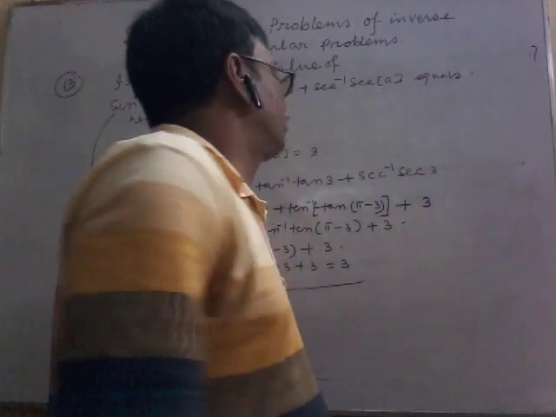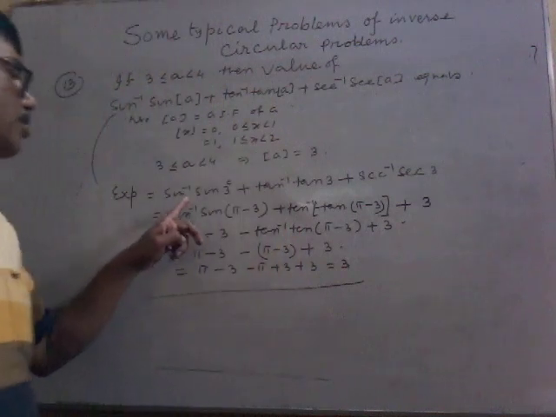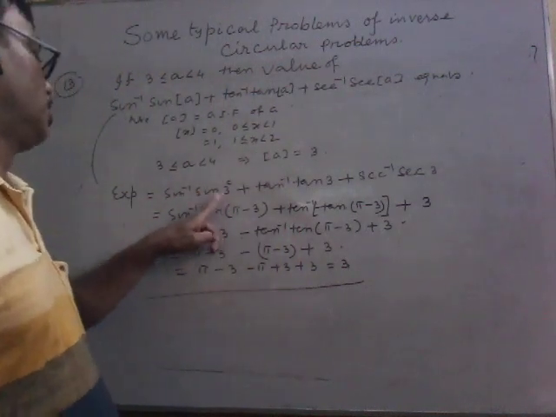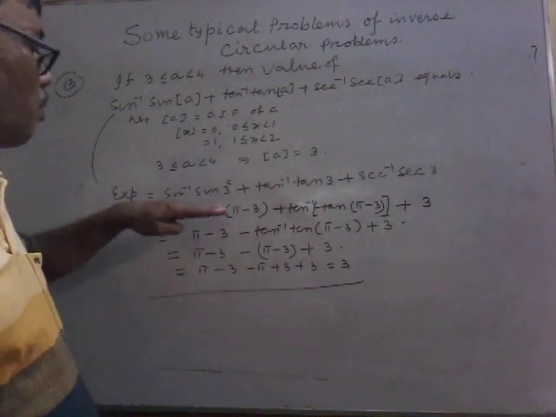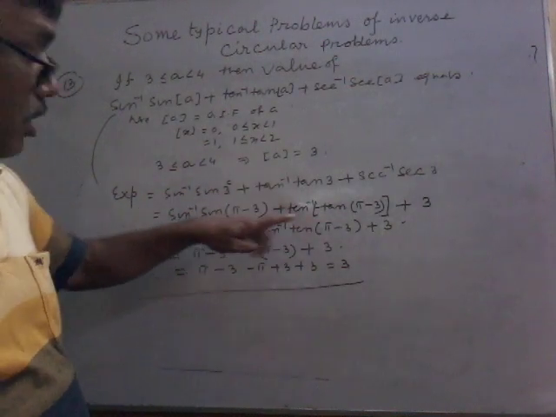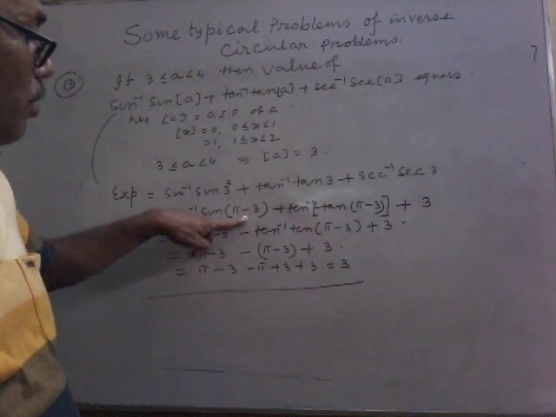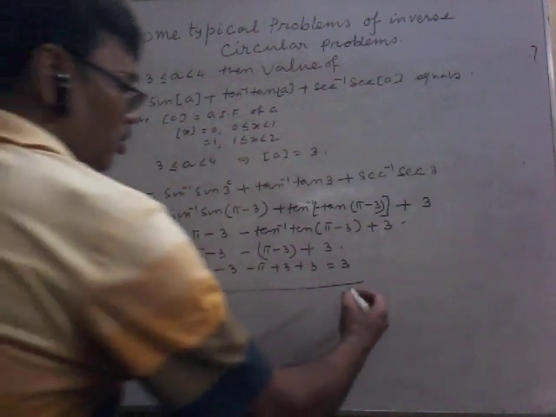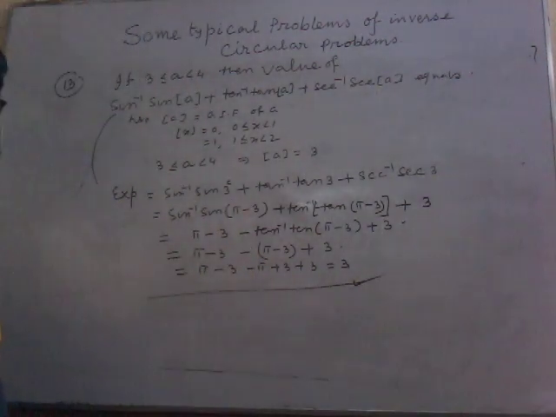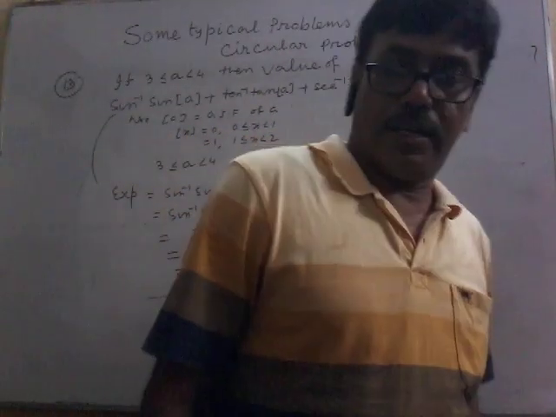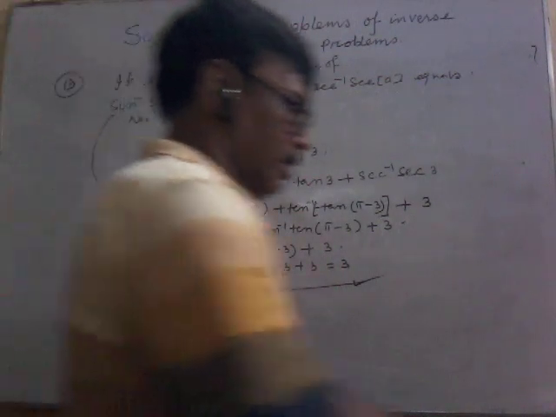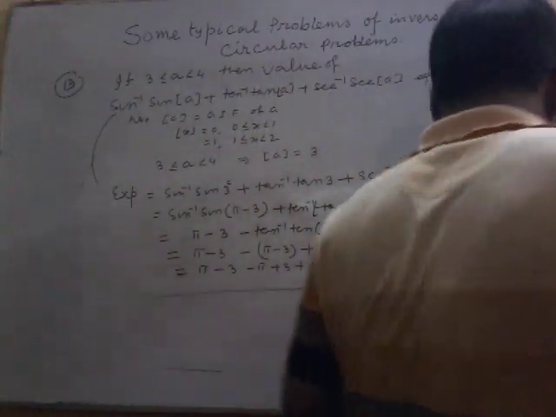Look, this is vital: sine inverse sine 3 is not 3. So use pi minus 3, and check whether this argument belongs to the principal value or not. So the value is 3. Now look, next problem.